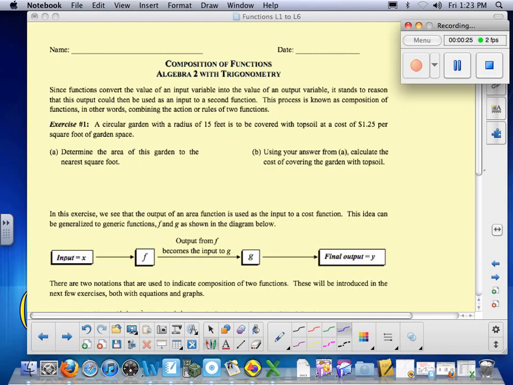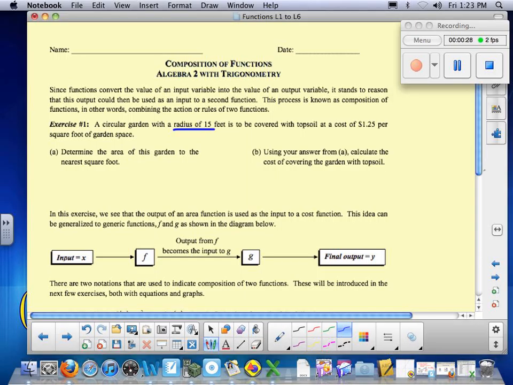A circular garden has a radius of 15 feet. And it's going to be covered with topsoil, and that's going to cost $1.25 per square foot. Okay? So, what are the two steps that we have to do in order to solve this problem? Figure out how much soil is going to cost us. First step? Determine the area. Find out how much soil we need to cover, and then figure out how much it's going to cost. Okay, calculate the cost.